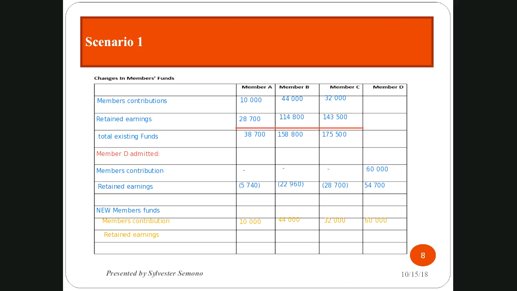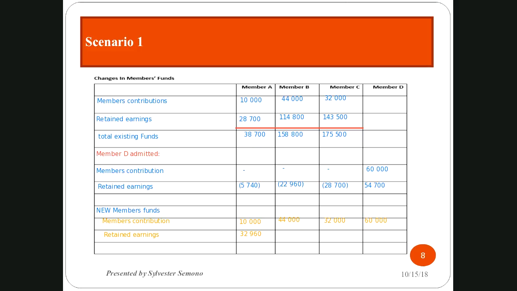But let's check the movement around retained earnings. Let's focus on the retained earnings for A. At the beginning, the retained earnings was 28,700, but there was a change of 5,740. And this has been a decrease. So how much is the new one at the end? Obviously, you need to less the one that you took out. So 28,700 less 5,740. Please find the remaining one for member B. 1, 3, 5, 8, 40.